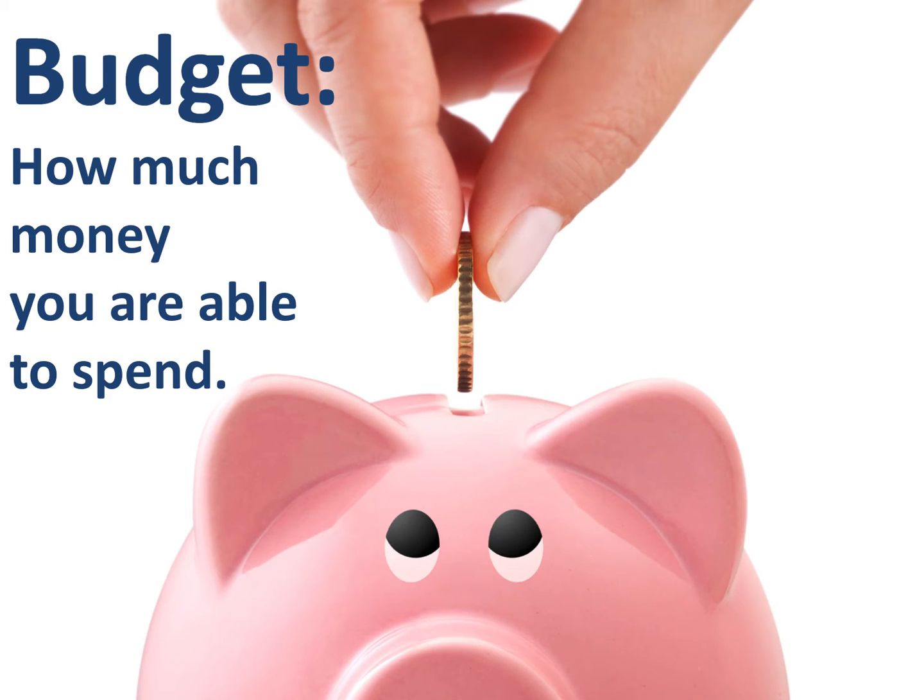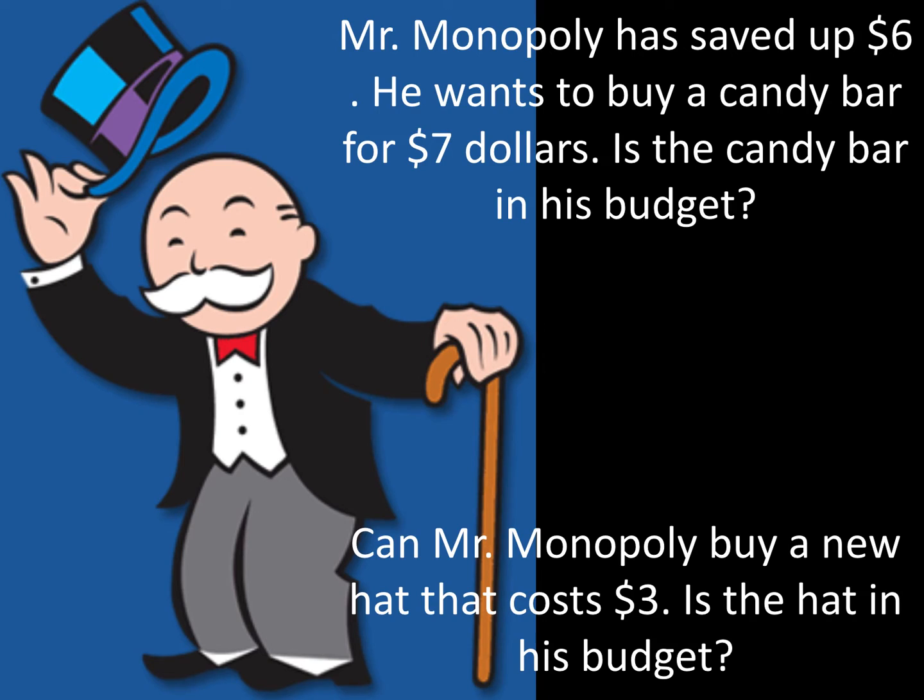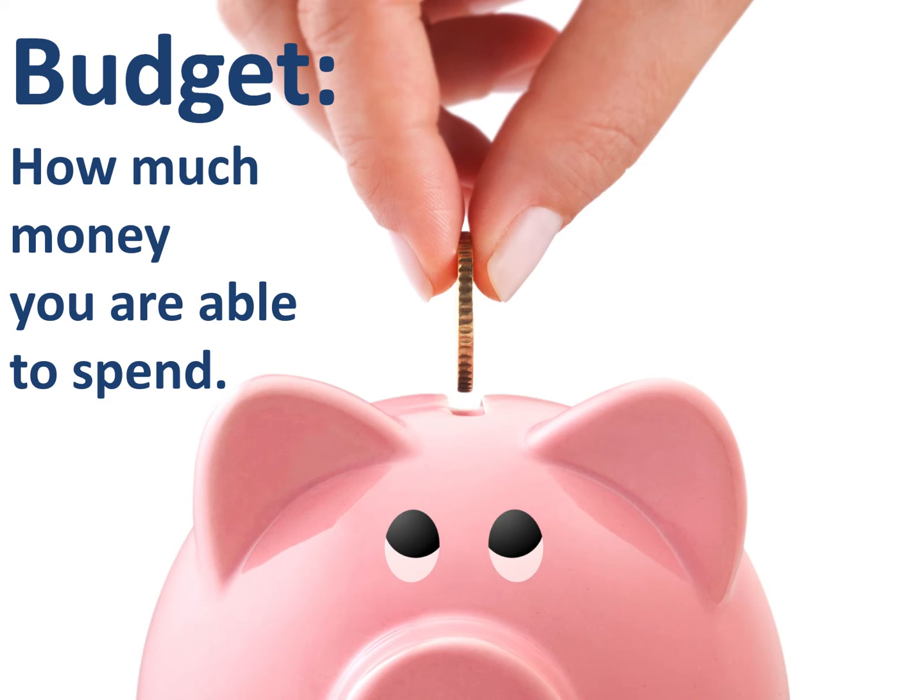A budget. How much money you are able to spend. So, let's go over some examples and let's talk about how math applies to this. Mr. Monopoly has saved up $6. He wants to buy a candy bar for $7. Is the candy bar in his budget? Okay, let's focus on this. A budget is how much you are able to spend.